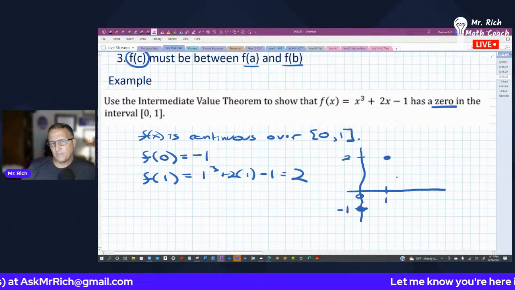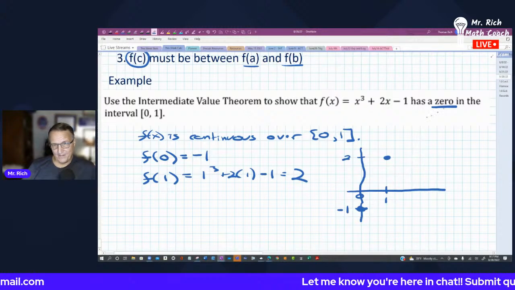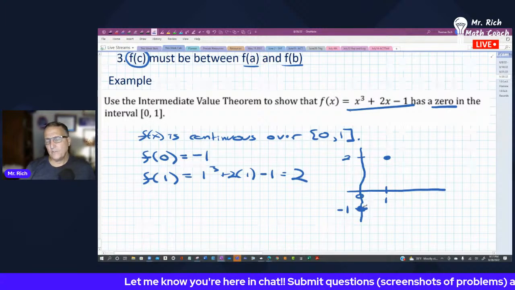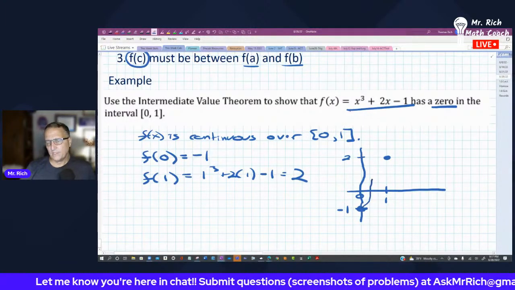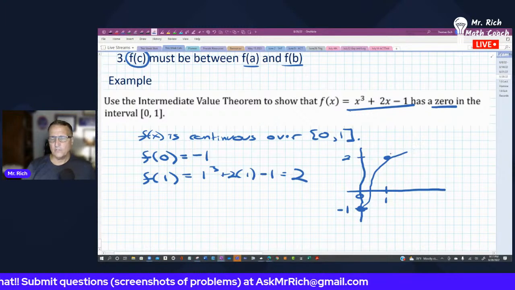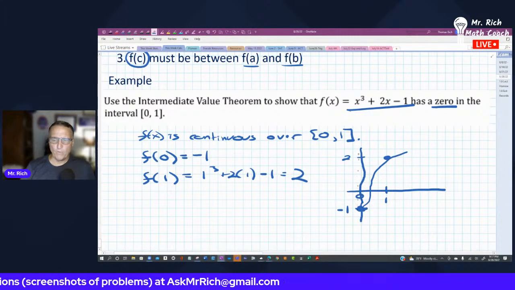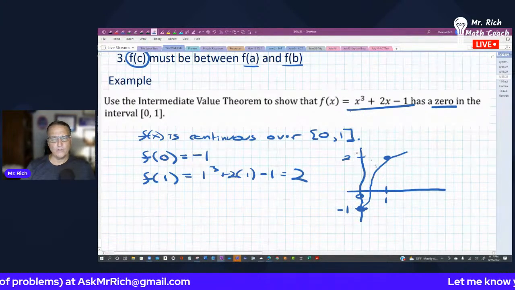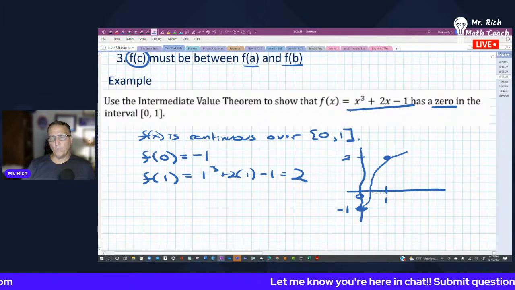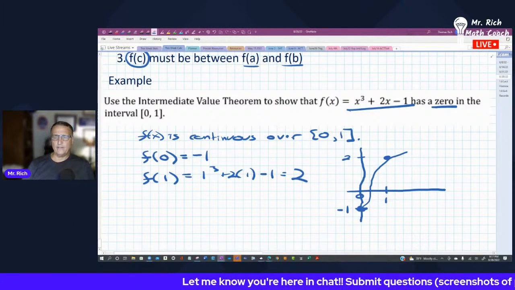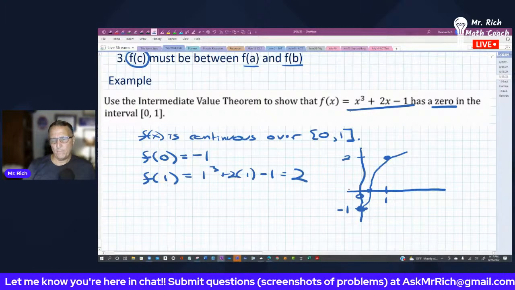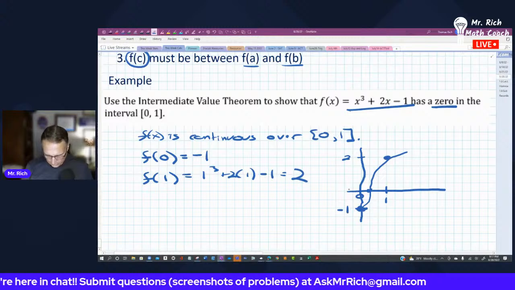And this function's continuous, all right? I know that it's continuous because I know properties of polynomials. So this function, I don't know exactly what it's doing, but it's got to be doing something like that because it's continuous. So it has to span all of the y values between negative 1 and 2 as it's traveling from 0 to 1. So of course, it stands to reason it has to cross the x-axis somewhere, right there between 0 and 1.